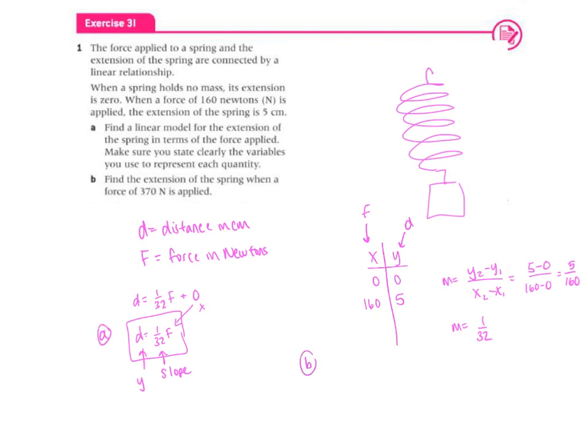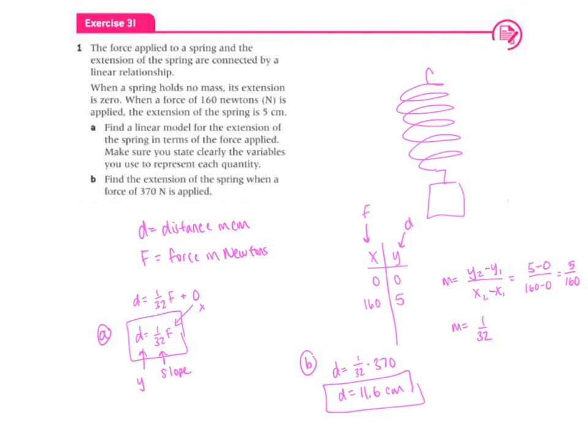And then B says, find the extension of the spring when a force of 370 newtons is applied. So we're going to plug in 370 for F. So 1 over 32 times 370. So our answer is 11.6 centimeters is the distance that it travels when you apply 370 newtons of force onto the spring.